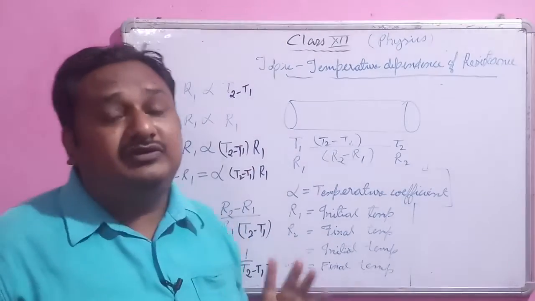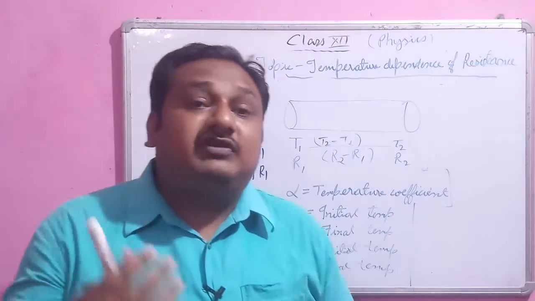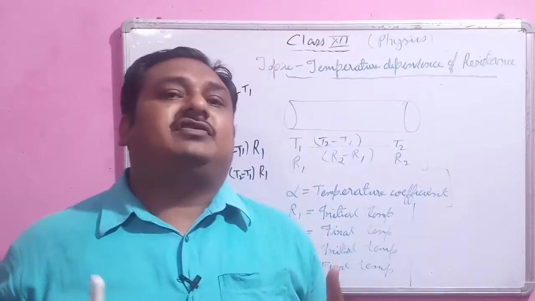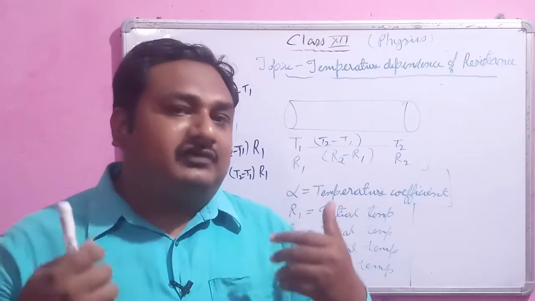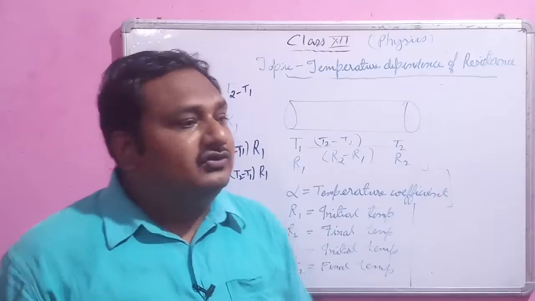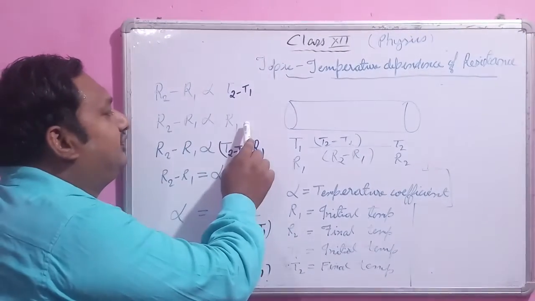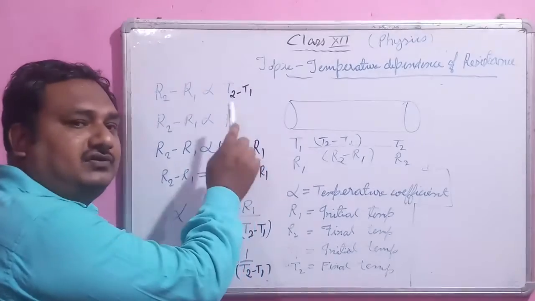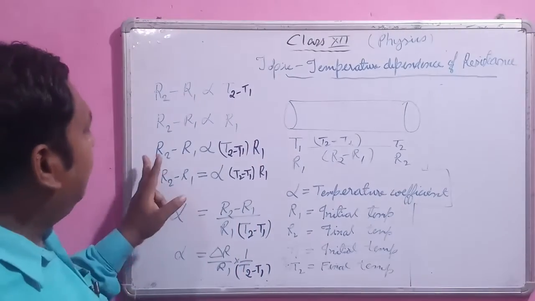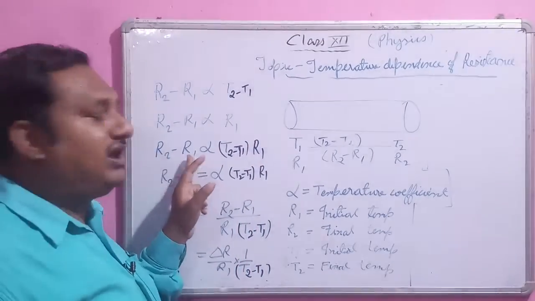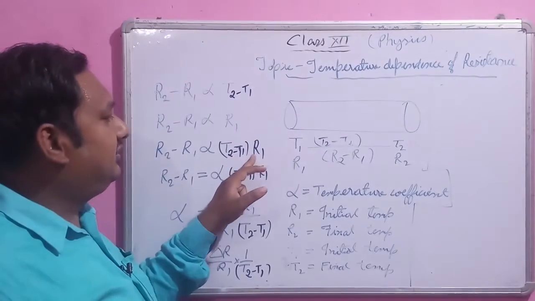Now the second thing: R2 minus R1, that is the change of resistance, is directly proportional to R1, the initial resistance. If the initial resistance is more, the change of resistance is more. If the initial resistance is less, the change of resistance is less. So R2 minus R1 is directly proportional to the initial resistance R1. Now we can write that R2 minus R1 is directly proportional to (T2 minus T1) into R1.